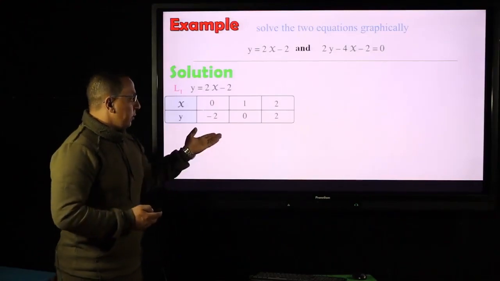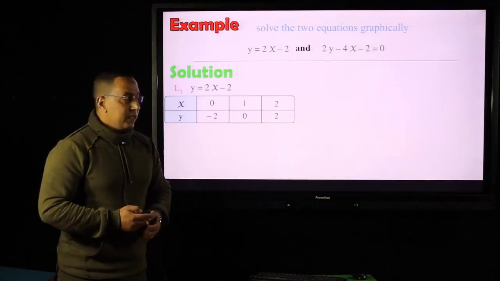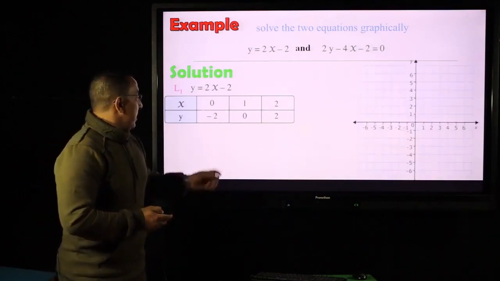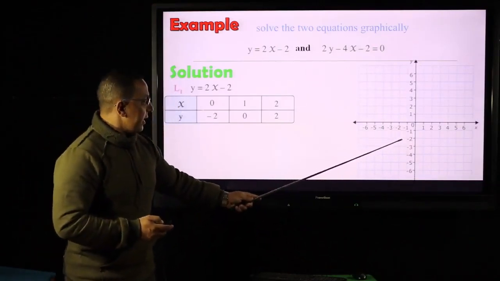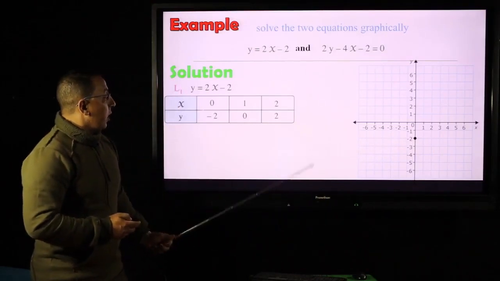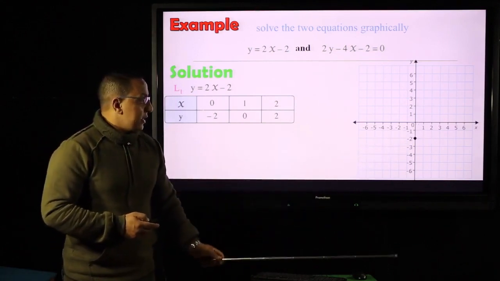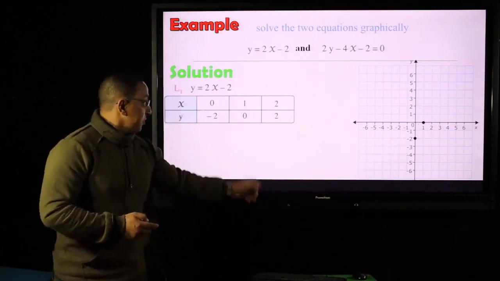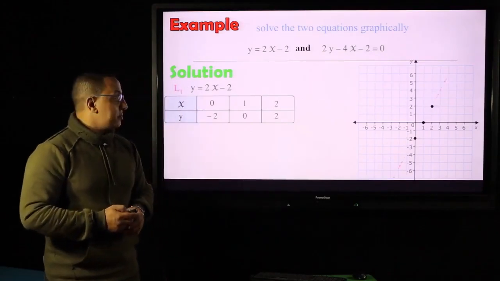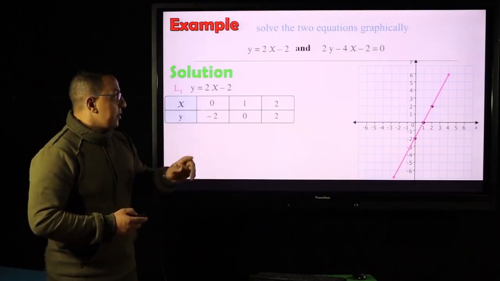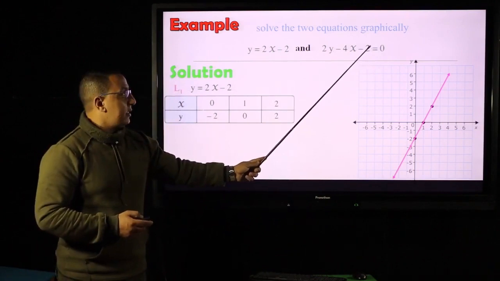Okay. Now I'm going to represent the 3 values of x and y on the graph like this. Here 0 and negative 2 lie at the y-axis in this position. 1 and 0 lie here on the x-axis in this position. Finally 2 and 2 as we see here, and then I'm going to connect the 3 points by a straight line like this.